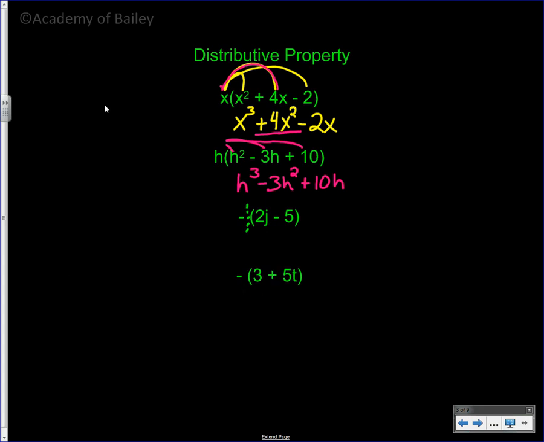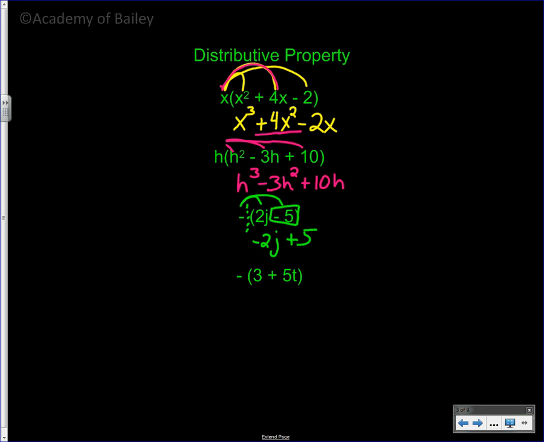So how do we do this? We say negative 1 times 2j. What's negative 1 times positive 2? It's a negative 2, and then there's a j. And then we have negative 1 times negative 5. Got to pay attention to the sign that's in front of the number. A negative times a negative is a positive, and 1 times 5 is 5.